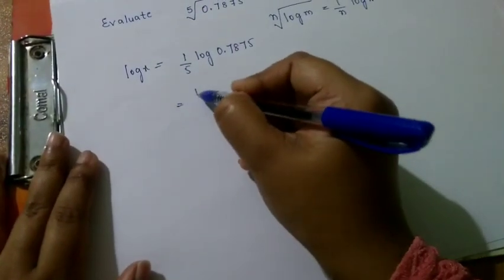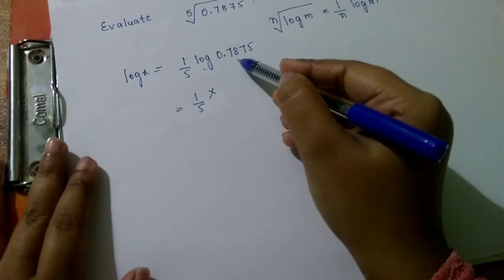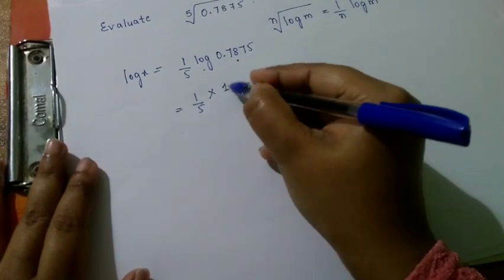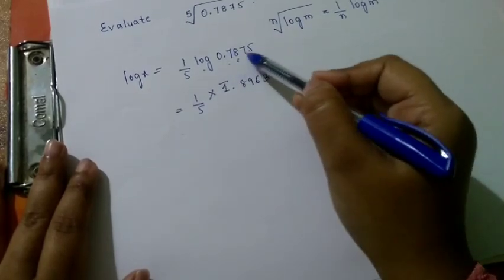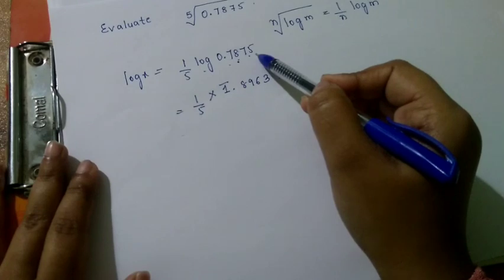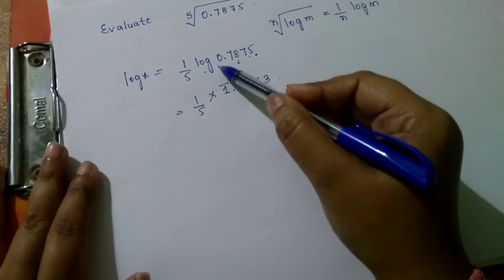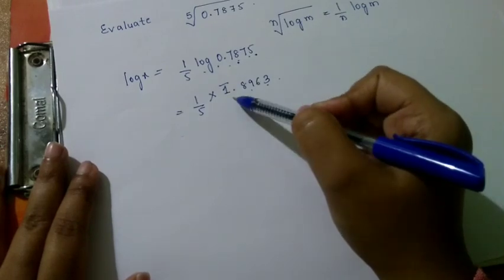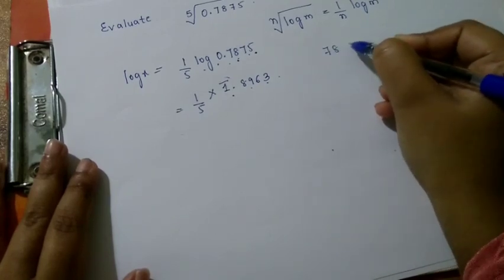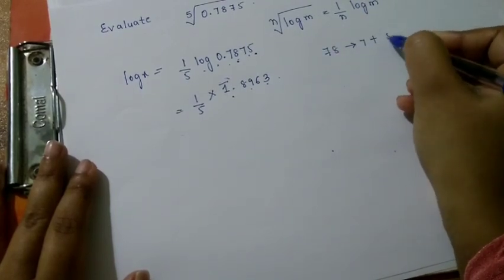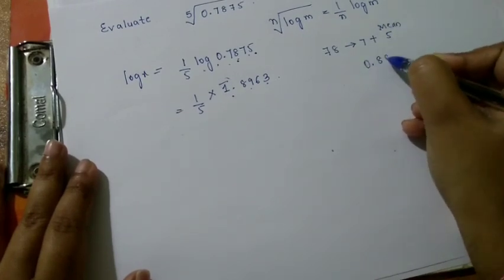Okay, this will be equal to 1 by 5 into log of 0.7875. If you check it, you get the value as 1 bar 0.8963. 78 under 7 plus 5 mean difference, you will get 8963. So characteristic part 0 minus 1 will be equal to minus 1. So 78 under 7th row plus 5 mean difference, if you add it, the value comes out to be 0.8963.